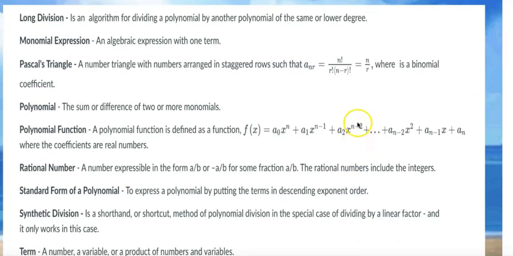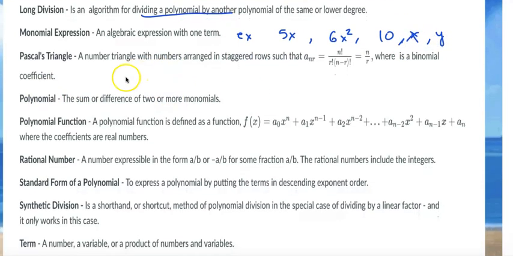There are some more definitions over here. Long division, this is an algorithm for dividing, a process of dividing a polynomial by another polynomial. Monomial means what? An expression with only one term. If I'm writing 5x, that's your monomial. I'm writing 6x squared, that's a monomial. Even if I write 10, that's also a monomial. Or just x over here, that's also a monomial. Y, that's also a monomial.